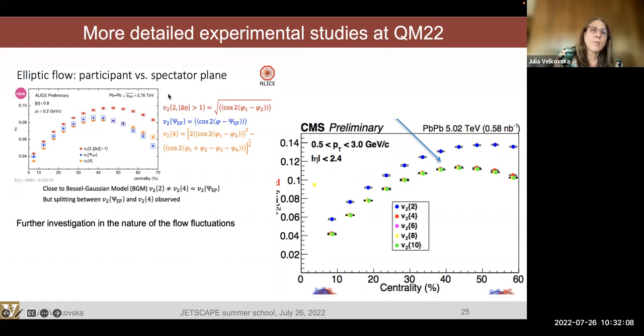This is a two-particle correlation method with, again, some separation of the particles in pseudorapidity, and then four-particle correlations, but they also measured the flow with respect to a plane which is defined by the spectators, measured in their forward detectors, and the expectation with this measurement is that you learn more about the nature of the flow fluctuations and what the distributions look like.